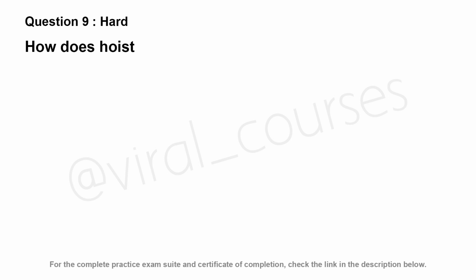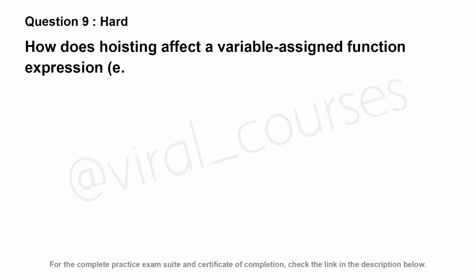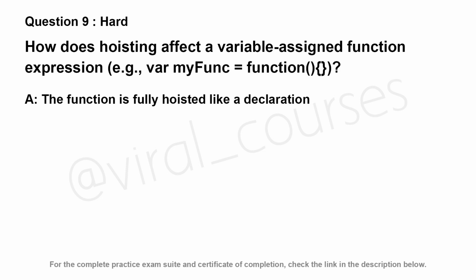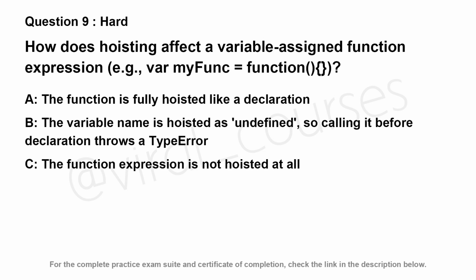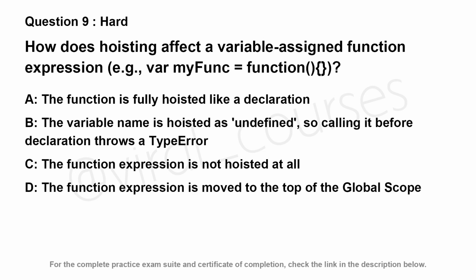How does hoisting affect a variable assigned function expression, e.g., var myfunc equals function? Option A, the function is fully hoisted like a declaration. Option B, the variable name is hoisted as undefined, so calling it before declaration throws a type error. Option C, the function expression is not hoisted at all. Option D, the function expression is moved to the top of the global scope.